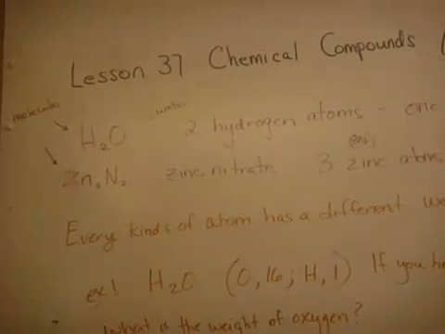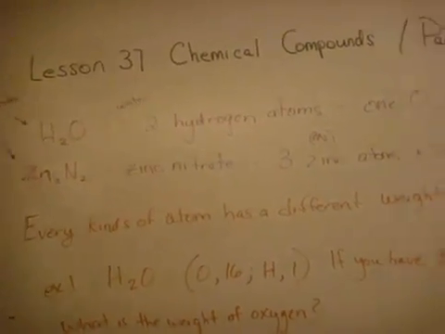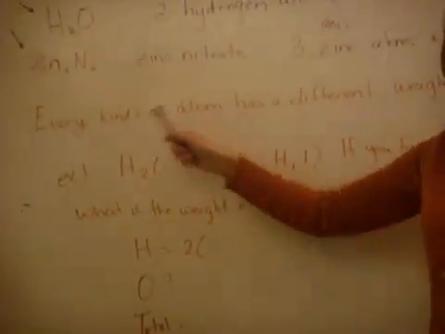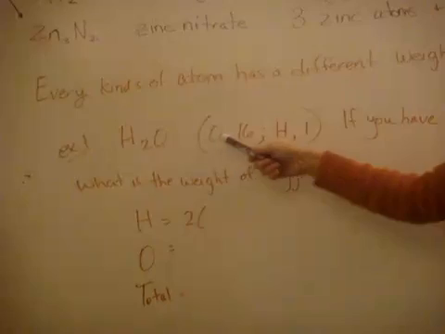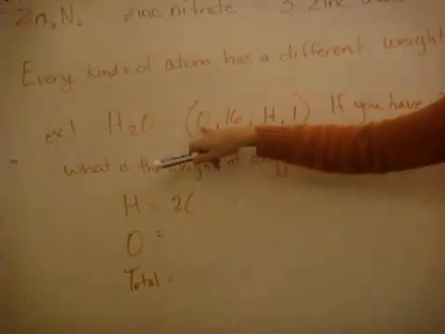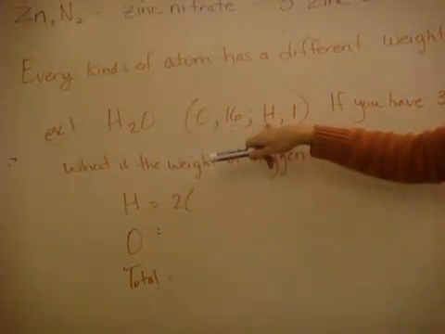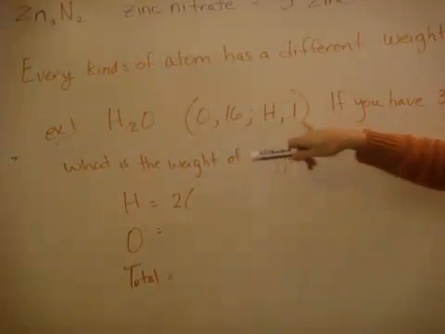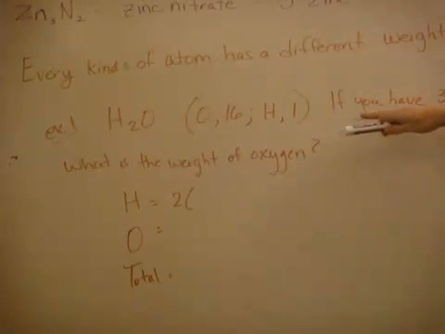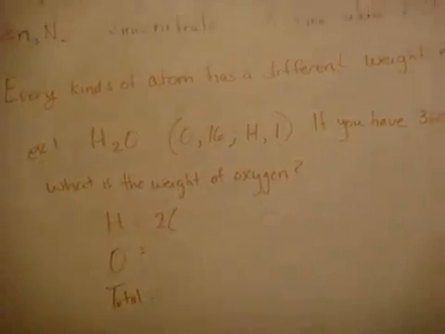So let's look at how you're going to use an example to do this. Here's our water molecule, H2O. They're going to give you in the problems what each atom weighs. Oxygen weighs 16 grams. Hydrogen weighs 1 gram. And they're going to give you a molecular weight.